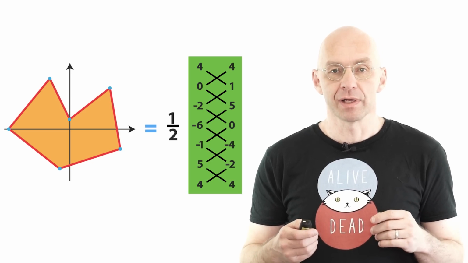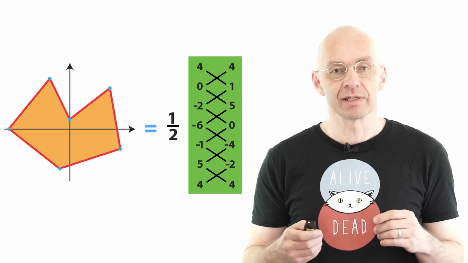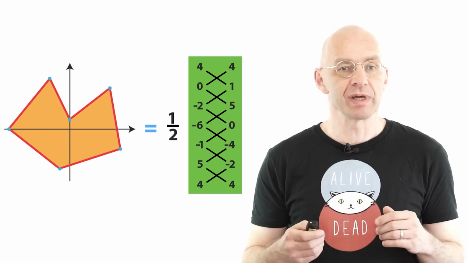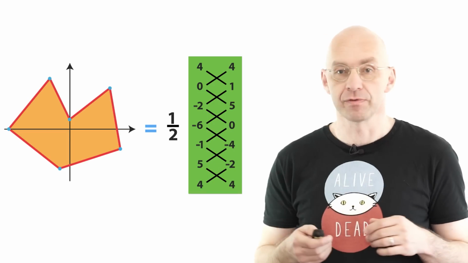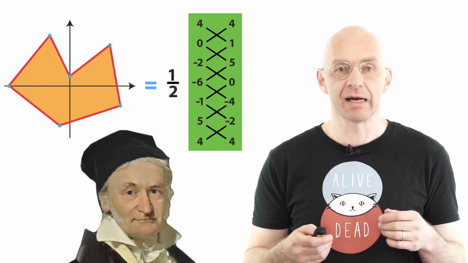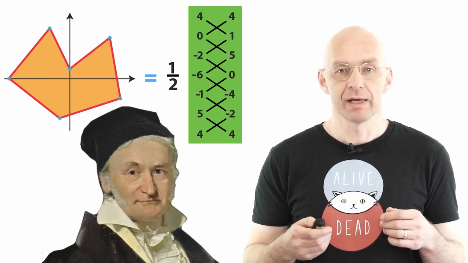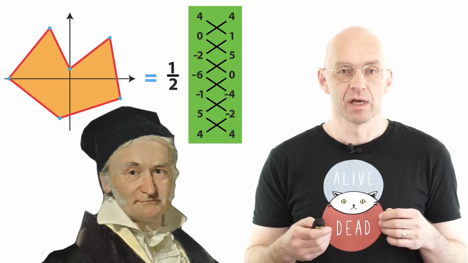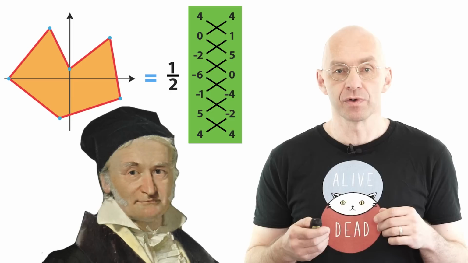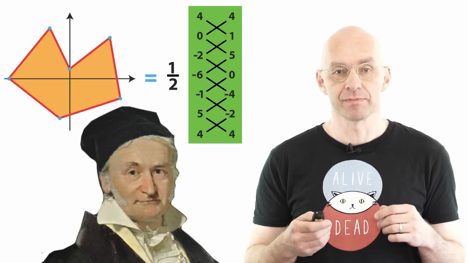The shoelace formula is a super simple way to calculate the exact area inside any convoluted curve made up of straight line segments, like my cat head curve over there. Even the great mathematician Carl Friedrich Gauss was impressed by this formula and mentions it in his writings. The formula was certainly not invented by him, however, it's often also referred to as Gauss's area formula.